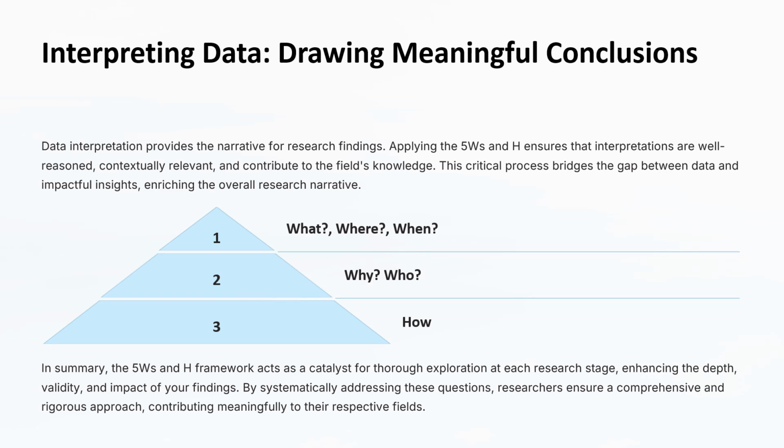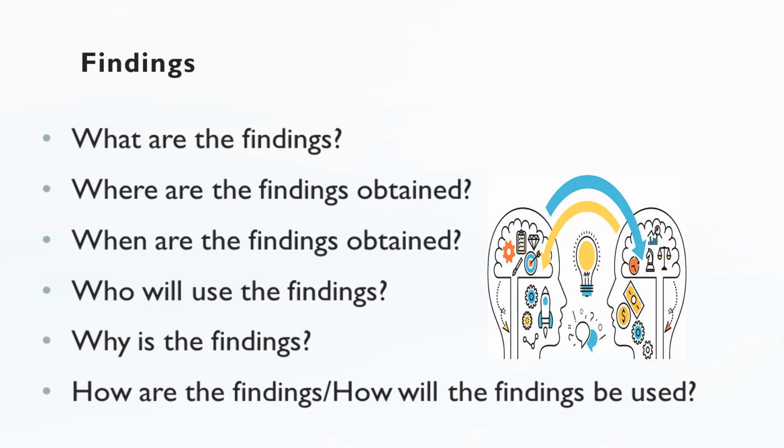Let's move on. Then we have the findings. What are the findings, if you are using the 5 W's and H? Where are the findings obtained? When are the findings obtained? Who will use the findings? Why are the findings? And how will the findings be utilized? Okay, these are the questions. How are the findings? This is an error. Why are the findings? Not why is the finding. Okay, why are the findings? I may not be able to correct it, but it's talking about why are the findings.